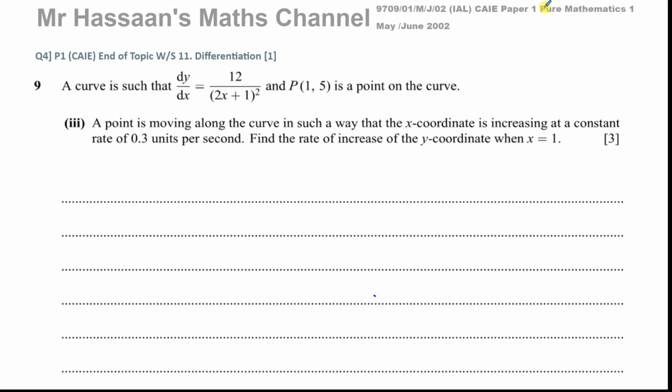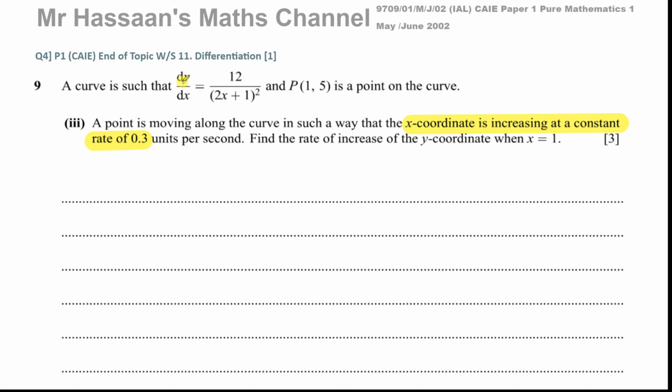So it says a curve is such that dy/dx equals 12 over (2x plus 1) squared, and P(1, 5) is a point on the curve. So here we have already been given the function already differentiated. This is the gradient function. It says a point is moving along the curve in such a way that the x-coordinate is increasing at a constant rate of 0.3 units per second. So this is a classic type of question dealing with related rates of change.